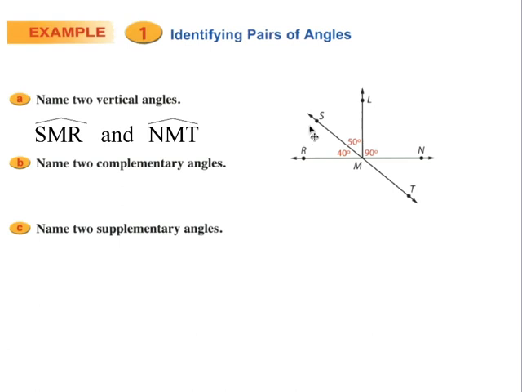You can say SMN, this one, and RMT. As you see, RMT and SMN, they are again vertical angles, so choose one.